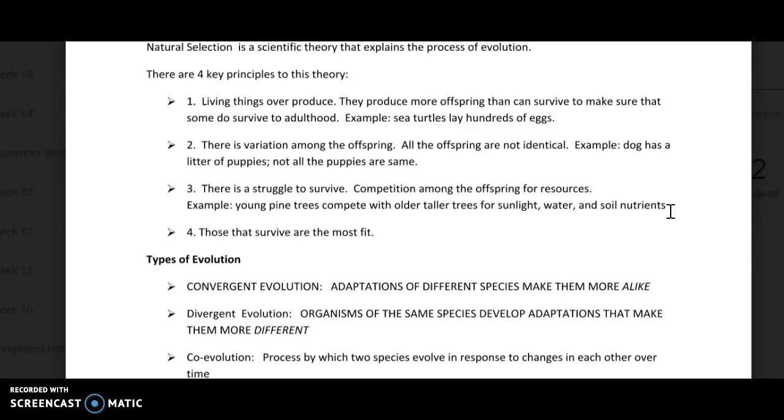If there are some that have some variations, be it a mutation or just a genetic variation that makes them a little bit different, a little bit more able to survive that change in the environment, then they survive and reproduce and pass those traits on to their offspring. And then you end up with a population that has a lot more with that trait.